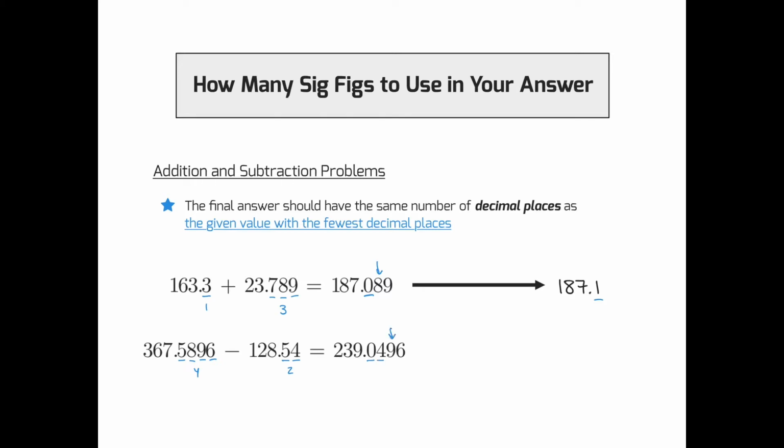Our next number here is a 9, which is bigger than 5, which means that we are going to round this 4 up to a 5. And what we get is 239.05, which has 1, 2 decimal places.